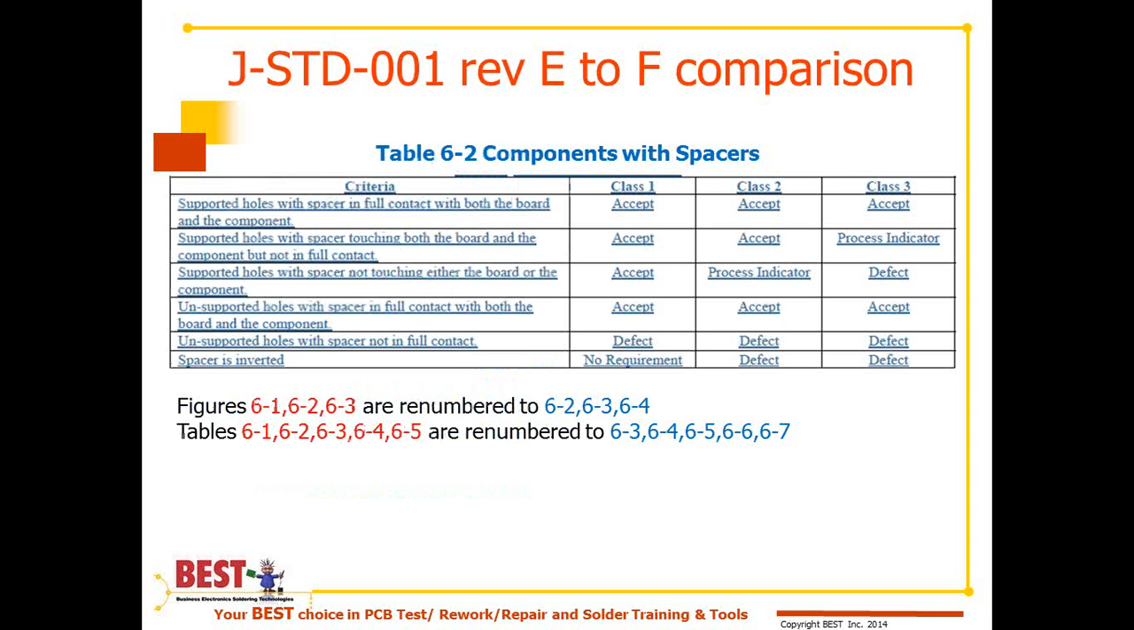And then the figures, they've changed the numbering because they've added these tables and figures into it. So the tables have been changed. 6-1 and 2 have been changed to 6-3 and 4 and so forth. And the figures were changed because they added a figure 6-1. So 6-1 is the new figure, and 2, 3, 4 are changed to 6-2, 3 and 4.